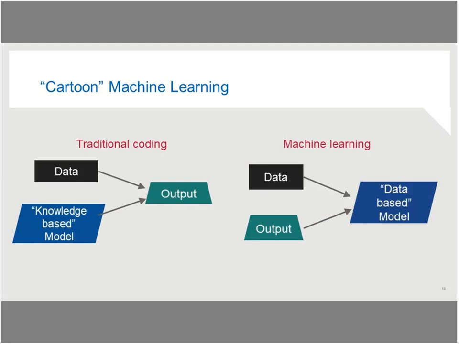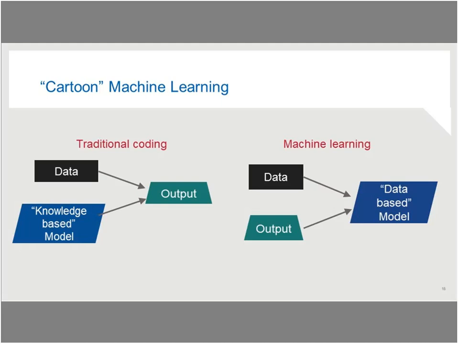So this is the same idea, but now we're going to put it in somewhat more general terms. In the traditional approach, you start with a model that's based on your own knowledge and you apply it to data to get an output. In machine learning, you start with input data and some known outputs. And with those two things together, you can get a model that comes from data instead of from your own knowledge and insight.